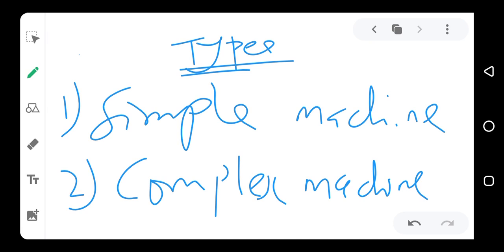Now, what is a simple machine? In a simple machine, an effort is applied at a given point and it helps to overcome a load at just one point. So there is just one single effort applied to overcome a load at just one point.